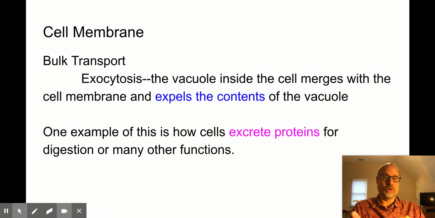So a great example of bulk transport, specifically of exocytosis, is when a digestive system secretes proteins out to dissolve food. A great example of endocytosis is the bringing in of cholesterol to the cell in order to strengthen it when it's there in the bloodstream.